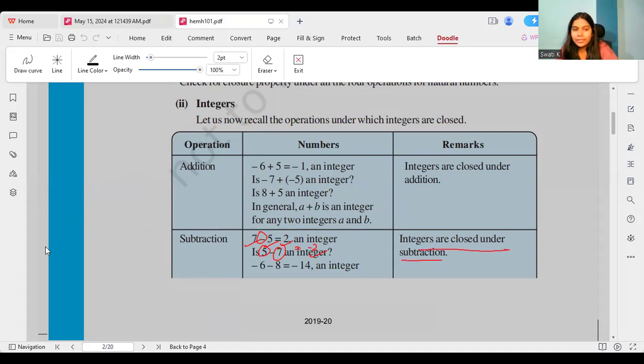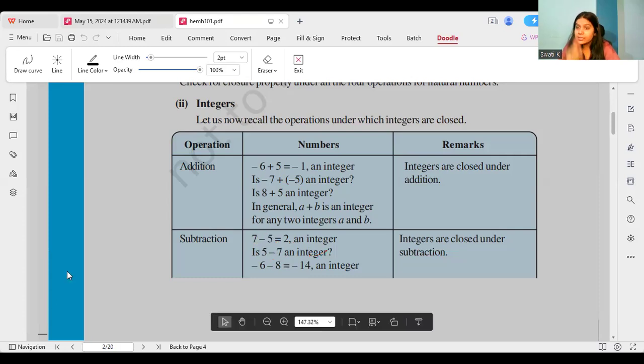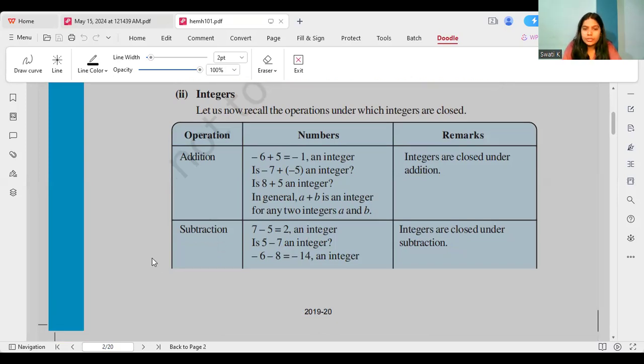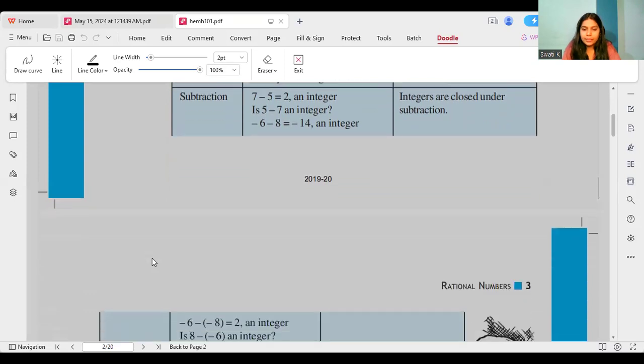Let me tell you one thing: for whole numbers, whatever conditions we checked, similar answers will hold for the natural numbers as well, with the same reasoning. Even if it is mentioned here, I'll just read it out and maybe you can understand it on your own. So for subtraction also it is true. Let's go to multiplication now.